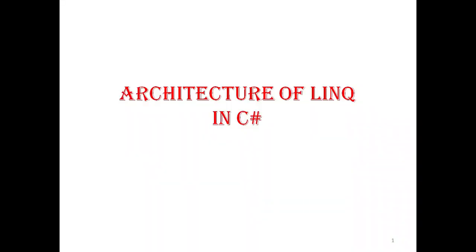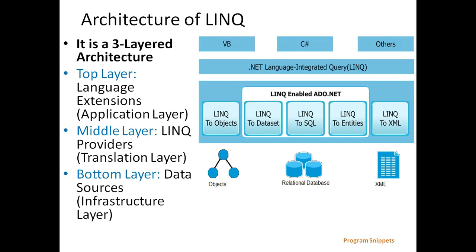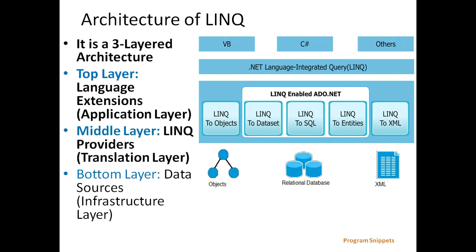Here we will see the architecture of LINQ. The architecture of LINQ is divided into three layers. First is the top layer, which is a language extension and also known as the application layer. Then the middle layer, which is the LINQ providers, also known as the translation layer. And the bottom layer, which is a data source, also known as the infrastructure layer.